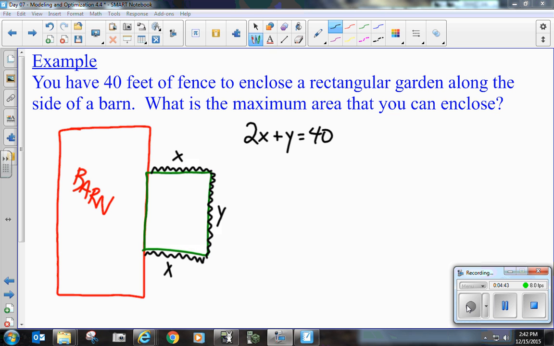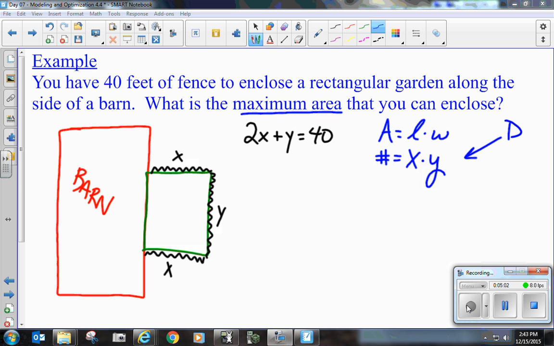All right? And they want to maximize area. Well, what's the area of a rectangle? Length times width. In this case, x times y. And it is going to maximize to some number that I'm trying to figure out. This is what I'm going to take the derivative of, because that's what I'm trying to maximize. I want to write that in terms of one variable. So again, I will solve the other equation in terms of one of my variables.